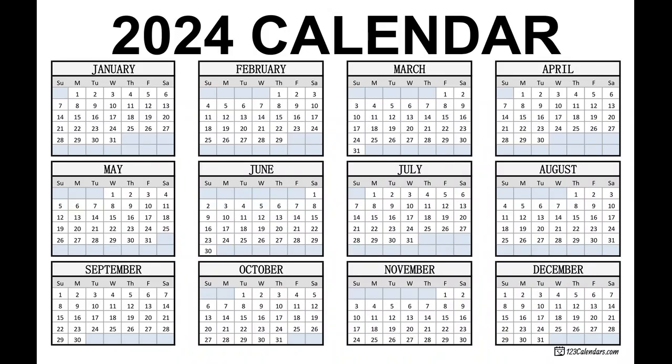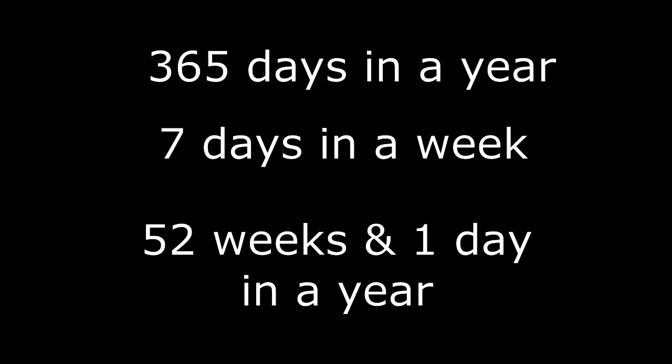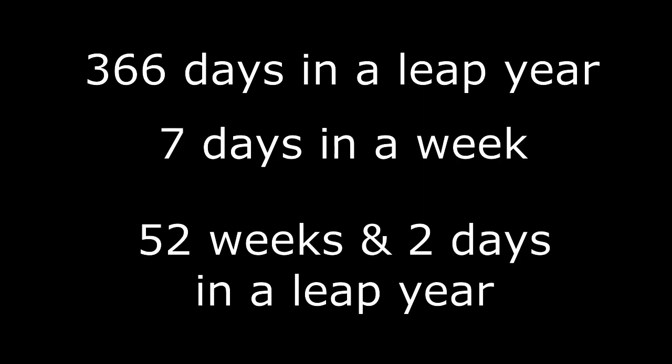Leap years also throw a wrench into the pattern of our calendar. There are 365 days in a year and 7 days in a week. This means there are 52 weeks and 1 day in a year. That means that a date on the calendar will fall on the next day of the week the following year. Well, that's not always the case. In leap years, there are 366 days in a year, meaning 52 weeks and 2 days in a leap year, which means that sometimes a date on the calendar will fall 2 days of the week later the following year.